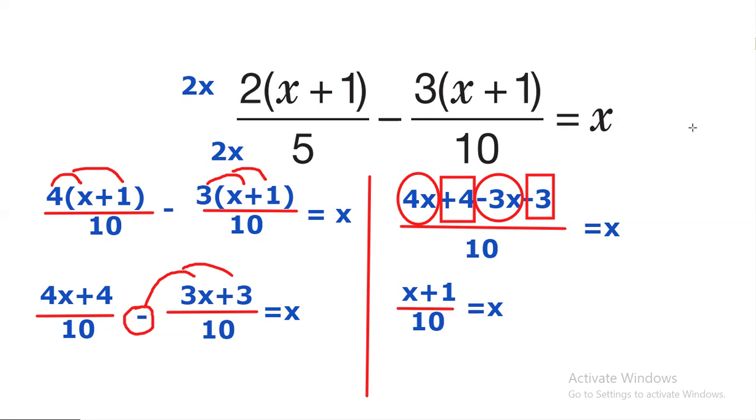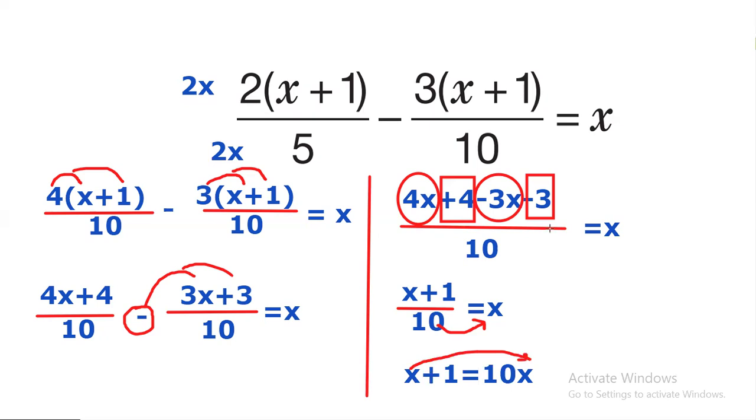Now I need to make x the subject. First, let's get rid of the 10, which is under the fraction denominator. Now it's divided by 10, so I have to take it to the other side by multiplying. So x plus 1 will equal what? x plus 1 will equal 10 times x, which is 10x. Okay. Now what do I do? I'll take this x to the other side by subtraction. So this x will go to this side. It's going to be minus x.